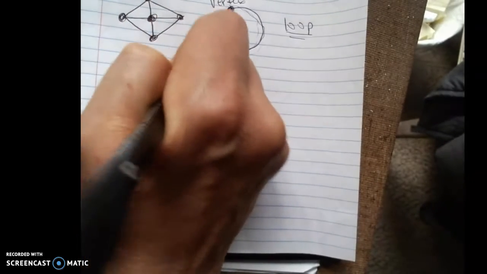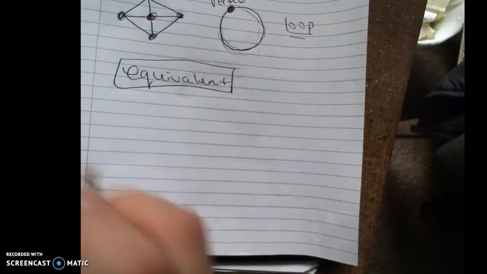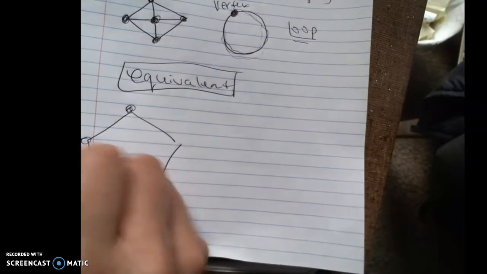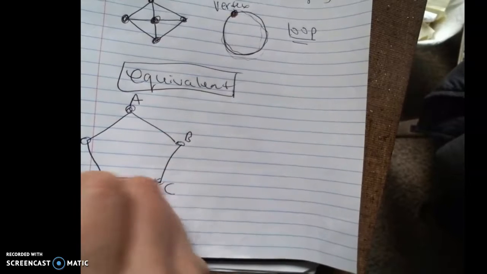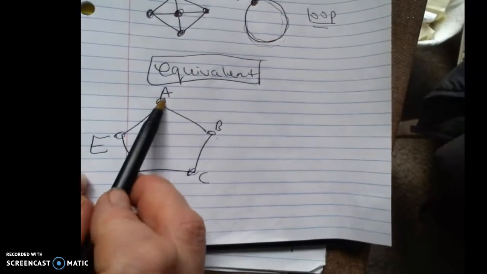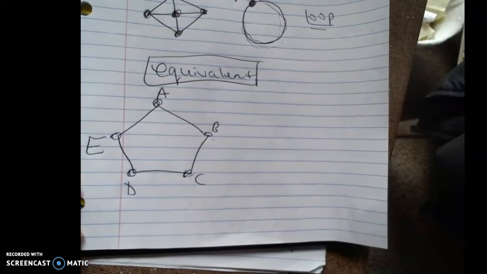Equivalent graphs do not have to look the same. They just have to kind of be the same. For example, I could have this more pentagon-looking graph. Maybe this is A, then B, then C, then D, then E. And you can see, from city A, I could go to B. From city A, I could go to E. From D, I could go to C. Can't get from D to B directly, things like that.